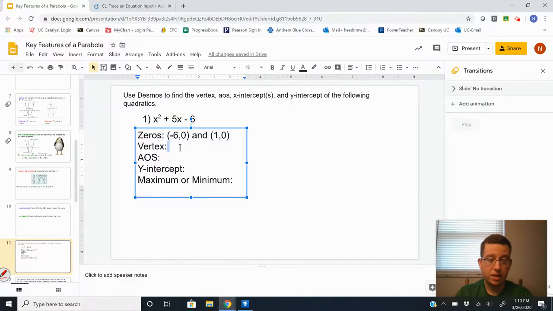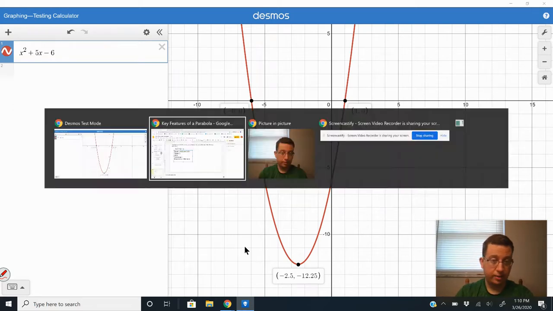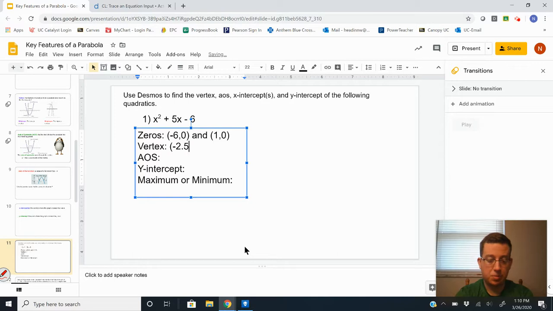Next, we have the vertex. Again, that is a point. So make sure you come over here and look, Desmos highlights it for us, so we don't have to look for it. And it is this point right here. So make sure you type it as a point, (-2.5, -12.25).